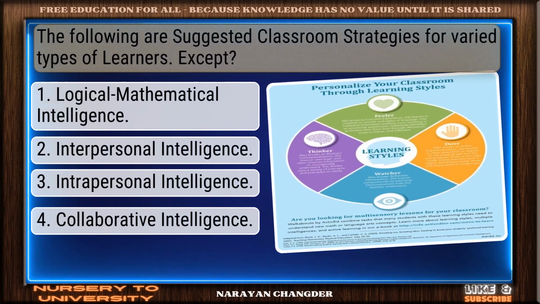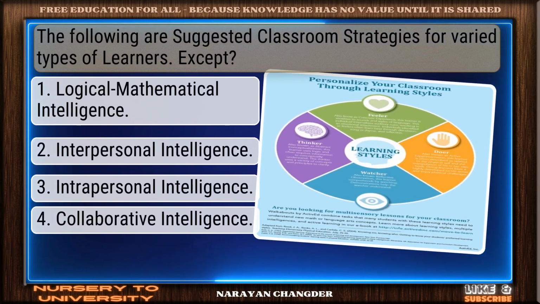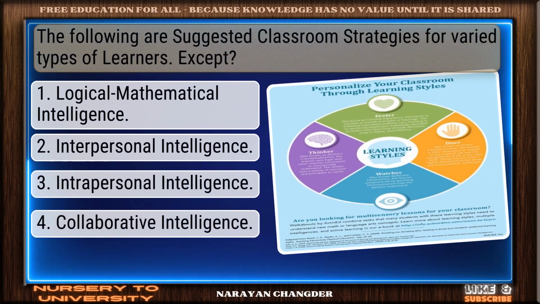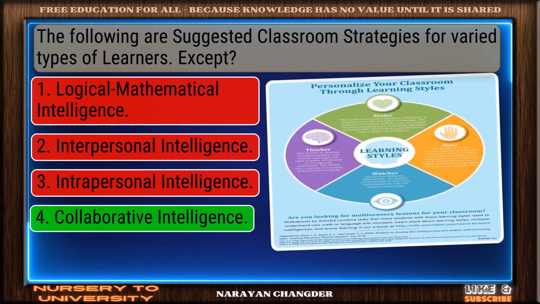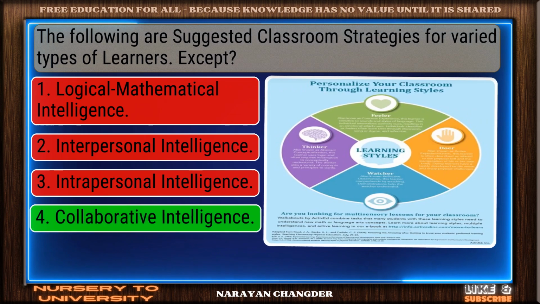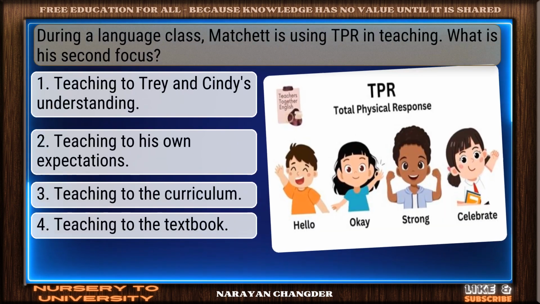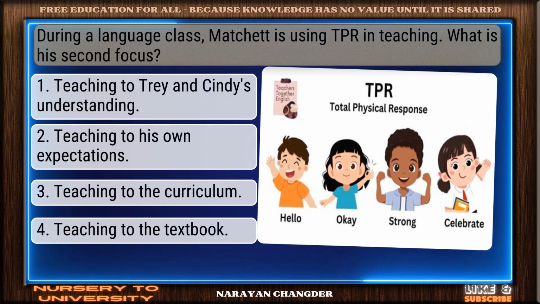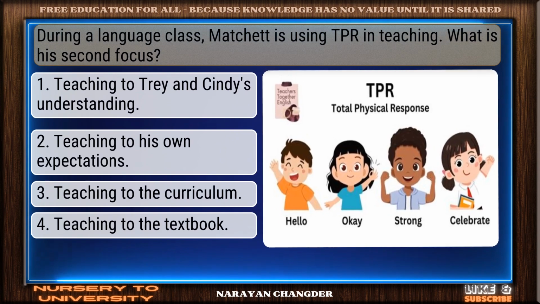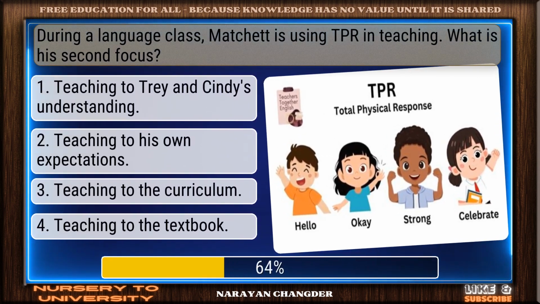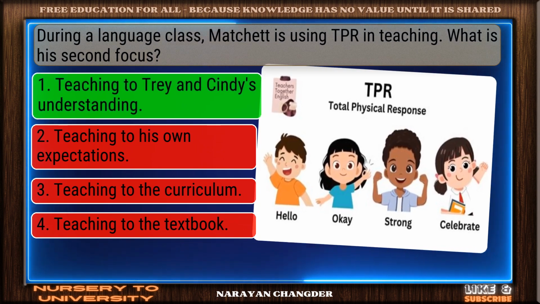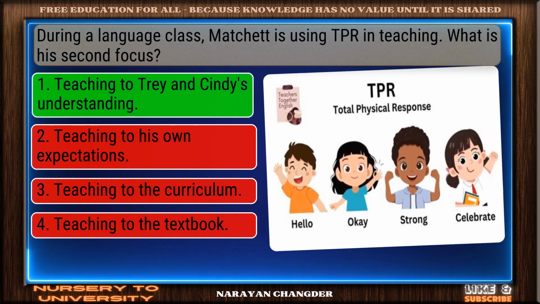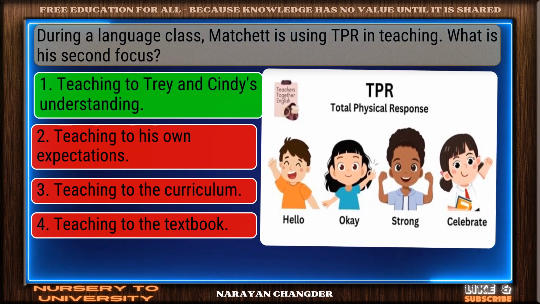The following are suggested classroom strategies for varied types of learners. Accept. Valid point. Collaborative intelligence is true. During a language class, Matchett is using to parent teaching. What is his second focus? Right choice. Teaching to Trey and Cindy's understanding is the best answer.